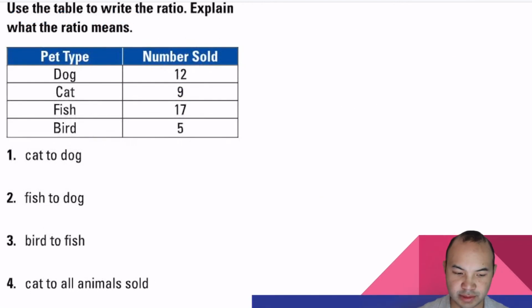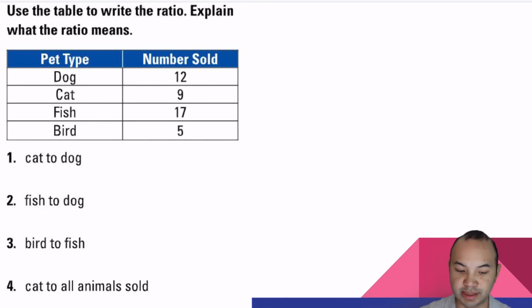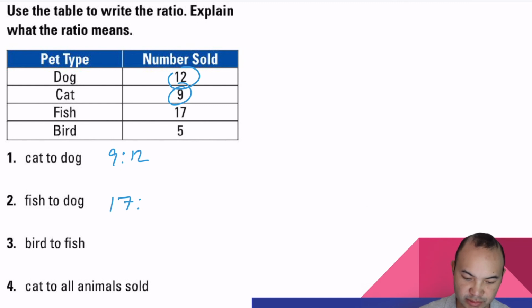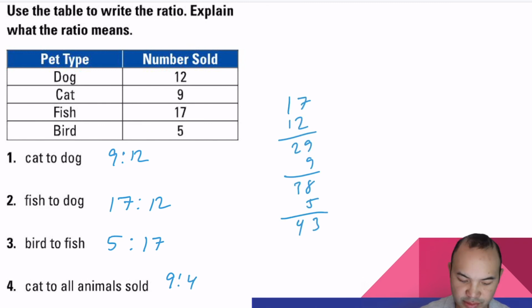And now we also have this, use the table to write the ratio, explain what the ratio means. So cat to dog, we have 9 to 12. We can do 9 to 12, that means 9 cats to every 12 dogs. Fish to dogs, 17 to 12, so 17 fish for every 12 dogs. Bird to fish, we have 5 birds for every 17 fish. And cat to all animals sold, so how many cats are there? There's 9 cats. And let's see, so cats to animals are 9 to 43.